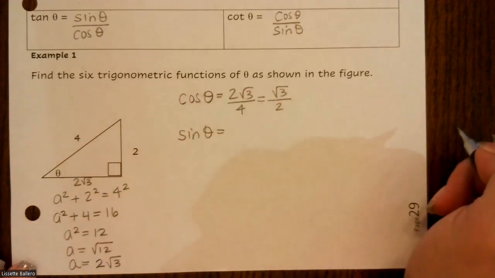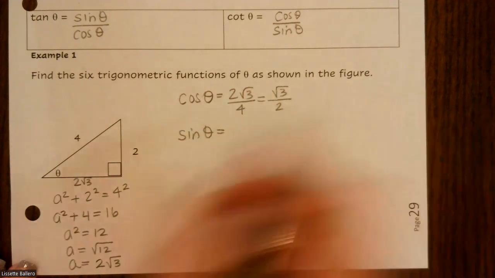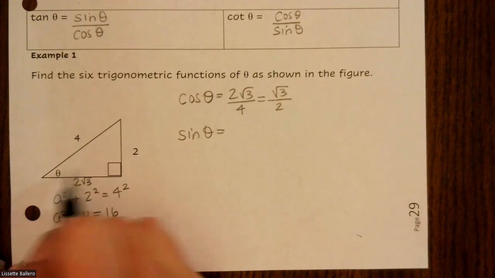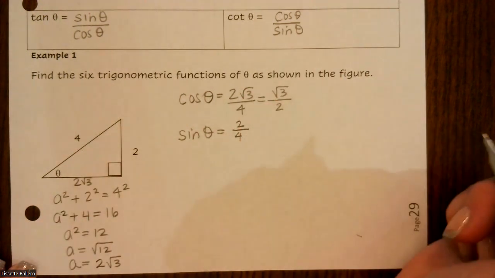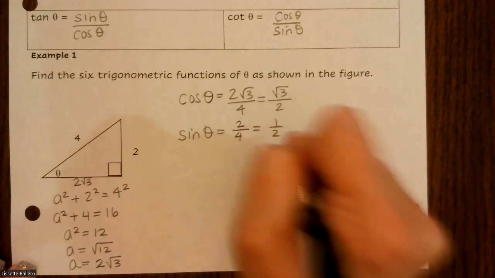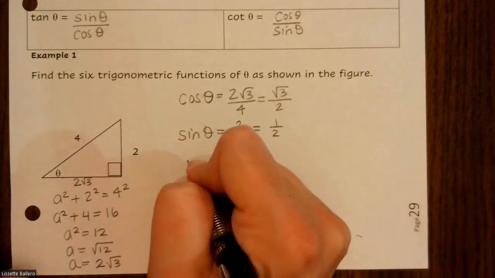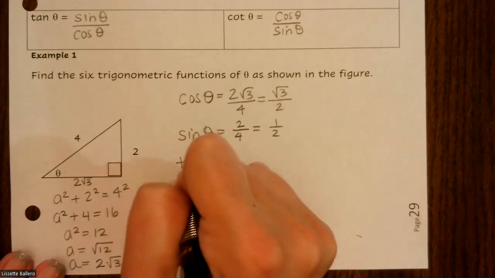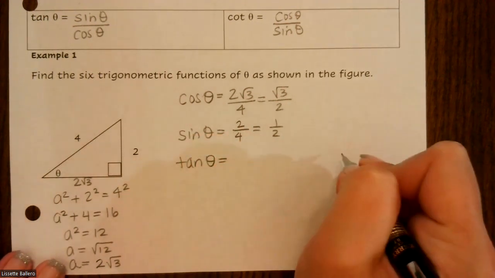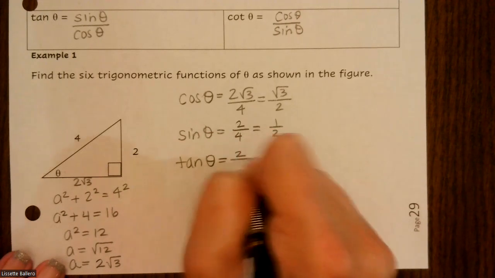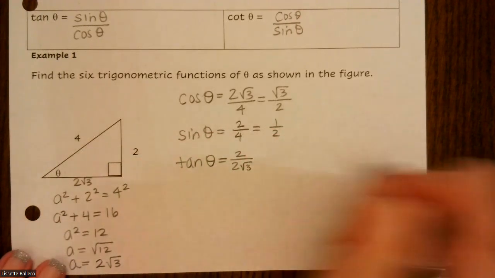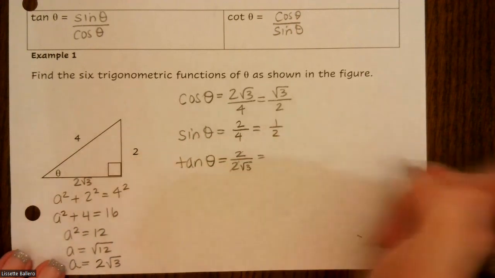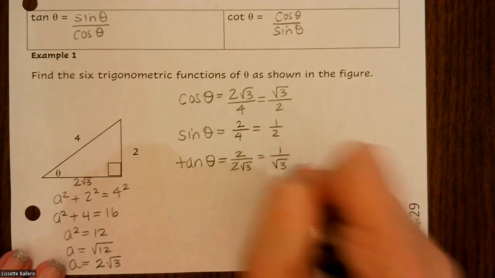The next one, our sine of theta, is the opposite over the hypotenuse. So my opposite from theta is 2, over the hypotenuse is 4. And that reduces to 1/2. Now we've got our tangent of theta. That is the opposite over the adjacent. So 2 over 2 root 3. I can reduce that. These 2's cancel out, so I'm left with 1 over root 3.